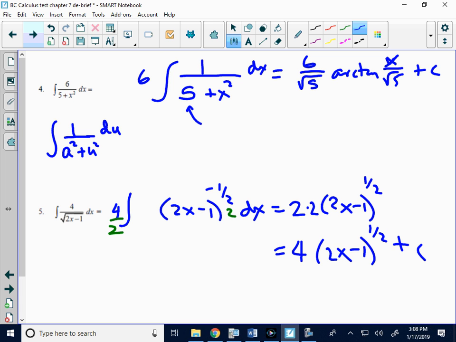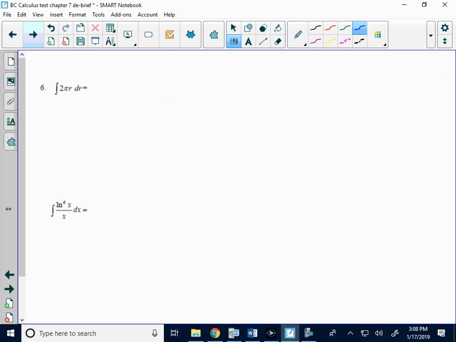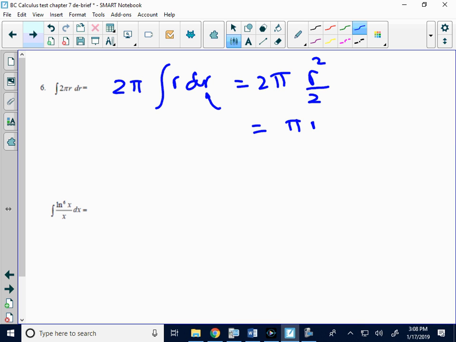Number 6. Looks like a circumference of a circle. Well, let's see. Pull the constant out. 2 pi. I know r is the variable because that's the differential. So we get 2 pi r squared over 2. Well, that simplifies as pi r squared, right? The 2's cancel, plus a constant. Interesting. The antiderivative of a circumference is an area.